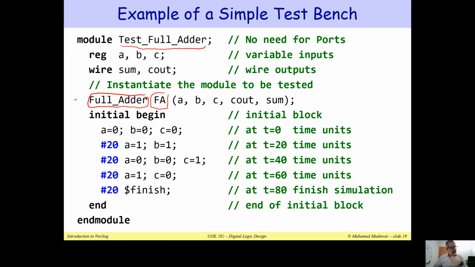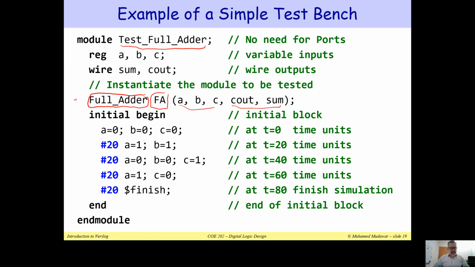Now, why do we write it like this? It is because you can have multiple instances. You can actually have, let us say, more than one full adder. You can instantiate multiple full adders. So each instance will have a different name. The name of the module can be the same, but you can create multiple instances of the same module. And then you can provide the inputs, and then you can provide the outputs exactly in the same order they are defined inside the full adder module.